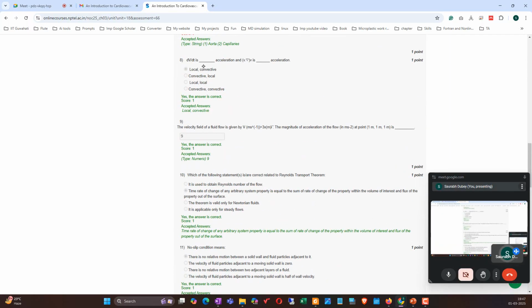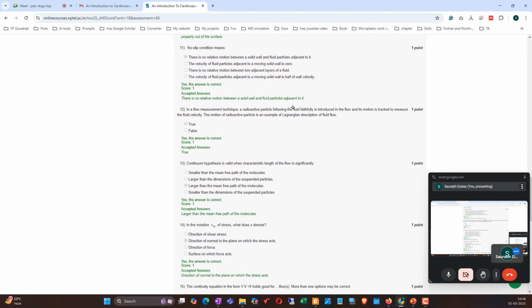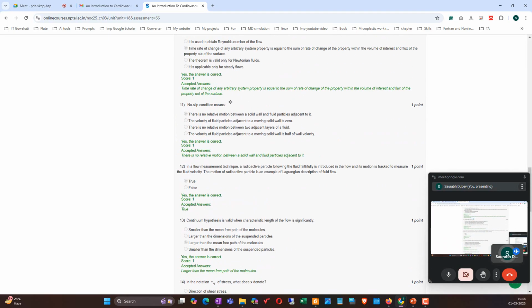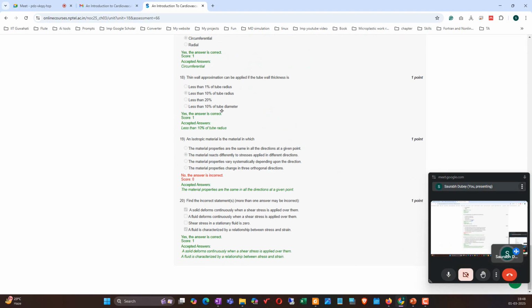So these were some questions about DVDT, which is the acceleration, and some basic questions like what the no-slip condition means. Mostly theoretical questions were there in this particular week, right? Less than 10% of the tube. So the thin wall approximation can be applied if the tube wall thickness is less than 10% of the tube radius, right? Not the diameter. Please remember this. It's the radius, right?